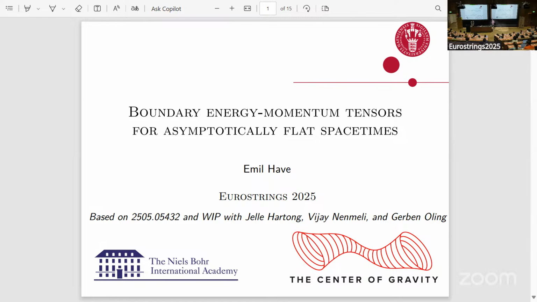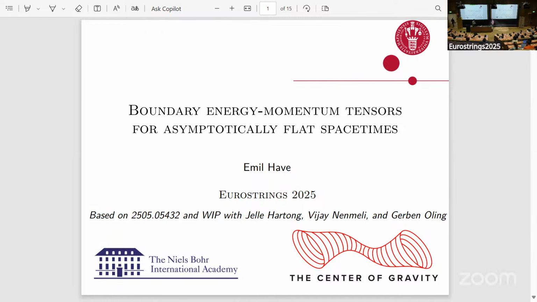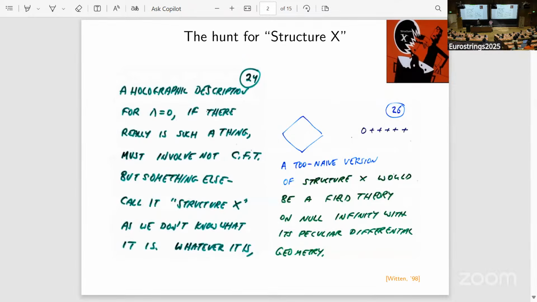Very good. So just to set the stage, all of this takes place within the context of, in some sense, flat space holography. And there is a very nice anecdote from Strings '98, where Witten muses on this topic. And he says this funny thing that, okay, we want to find a flat space version of the AdS/CFT correspondence.